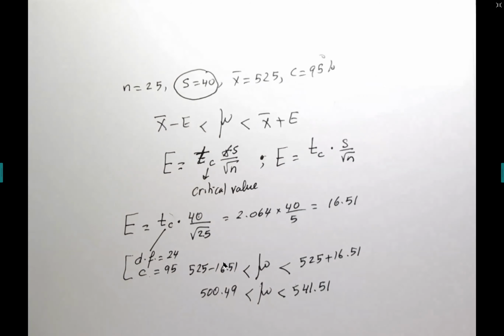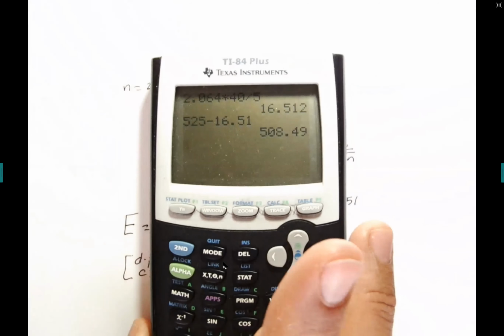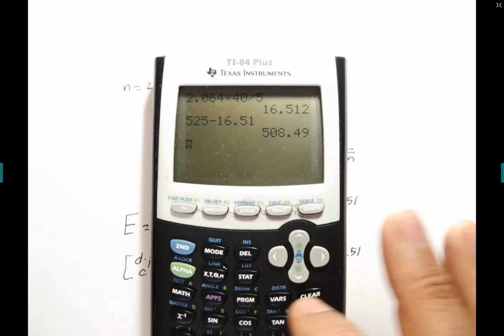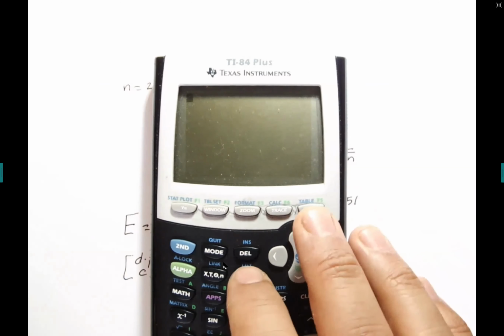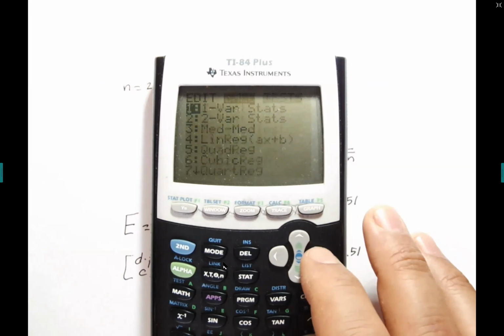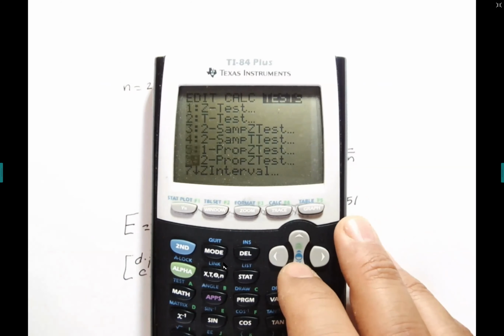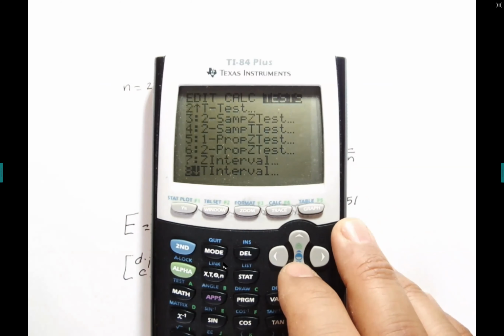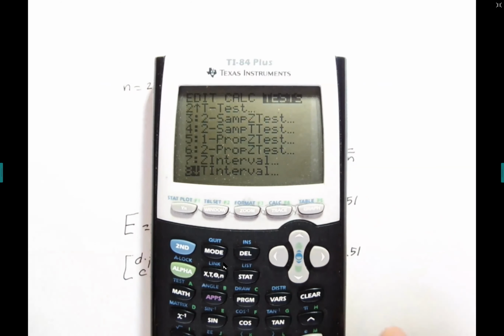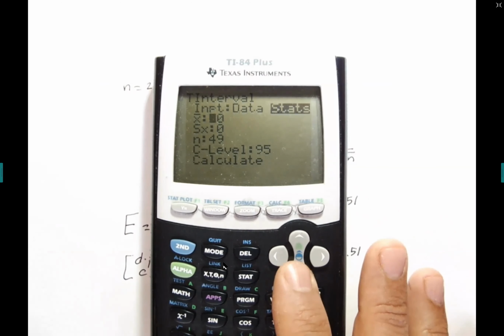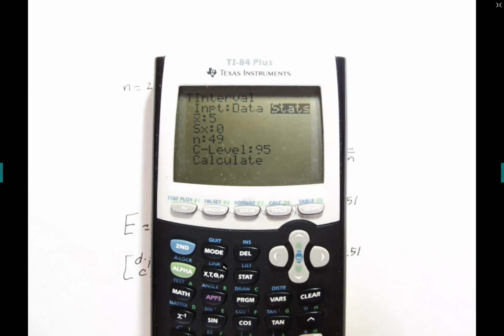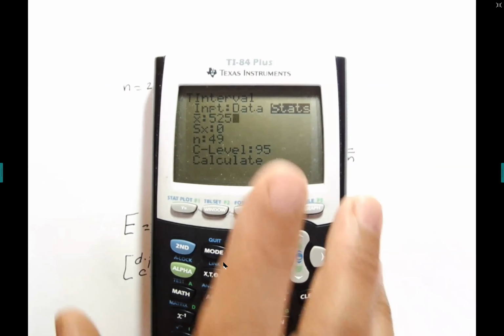Watch, guys. There you go, that's your calculator. Second and clear. Let's clear this. I'm going to go to stat, tests, and watch. We see what's going to pop up after Z interval. T interval. Okay, enter. Again, the input is a summary. He gave me a summary. He didn't give me actual data. Okay. X bar, 525, was it? Yeah.